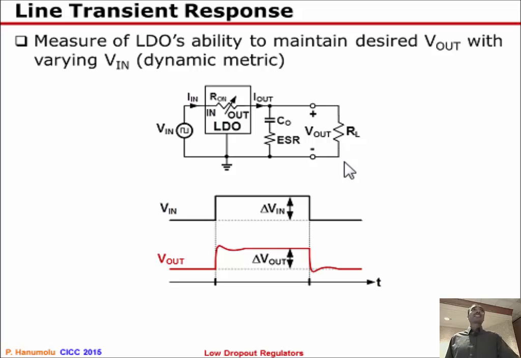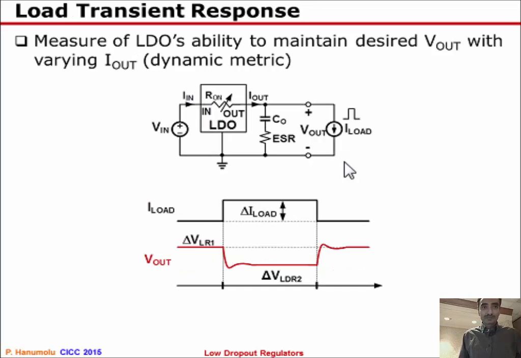In contrast to line regulation, we also have a dynamic metric, which I will refer to as line transient response. This is where you change the input voltage and measure how much the output changes. So if you change the input in this pulse waveform by delta V in, how much delta V out you get is a measure of the line transient response. Again, this is somewhat similar to line regulation, except now I'm interested in the transient behavior of the LDO.